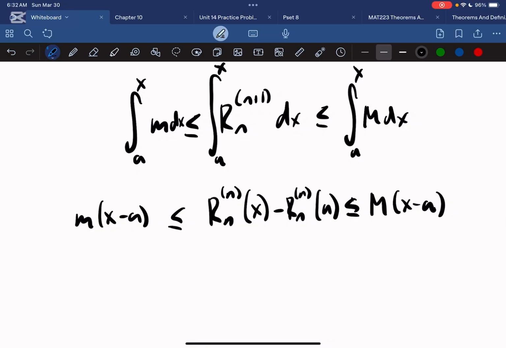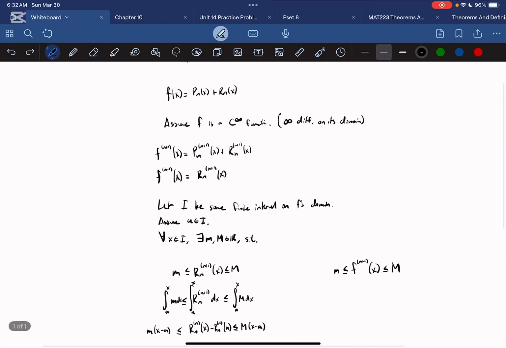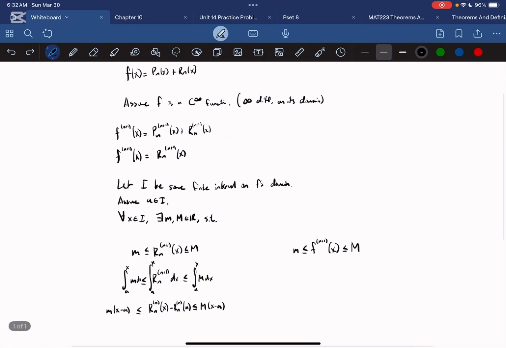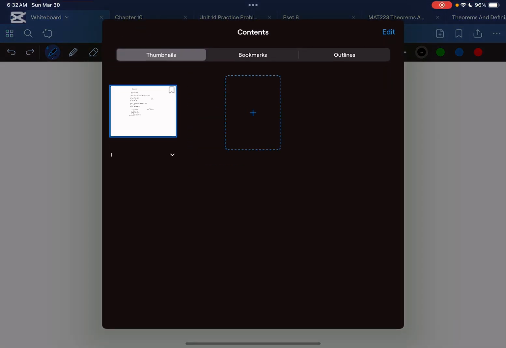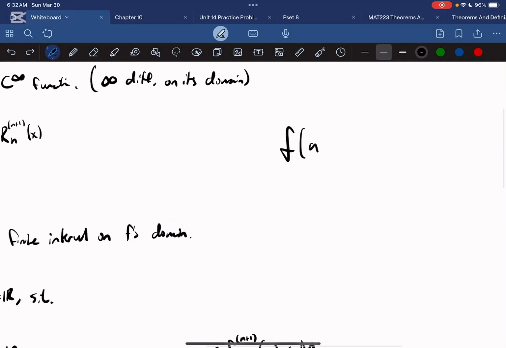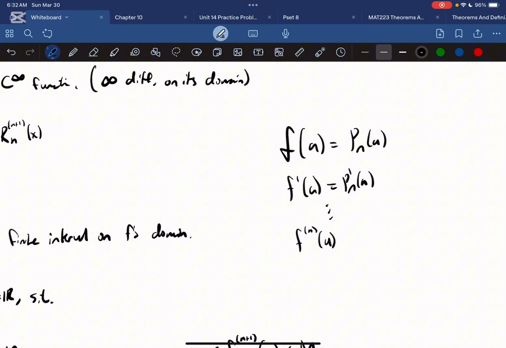This should make sense. Now, Rn at a, let's see what we know over here, okay? We know that f at a is equal to Pn of a. Right, we know f prime at a is equal to Pn prime at a. And we know this all the way up until the nth derivative of f at a is equal to the nth derivative of Pn at a.